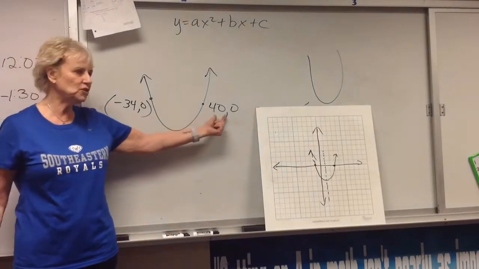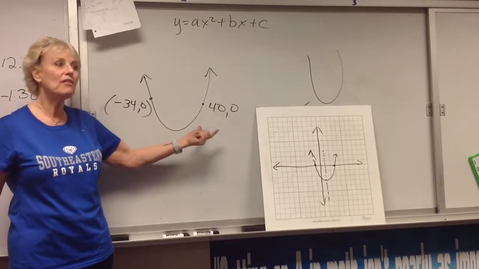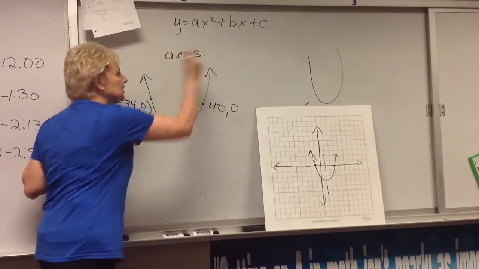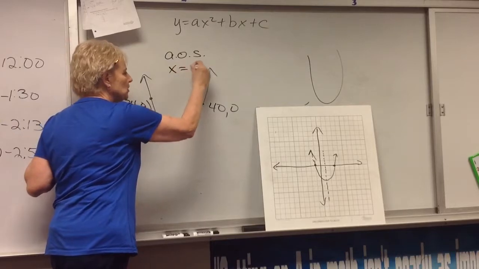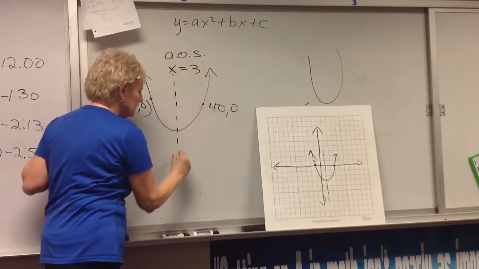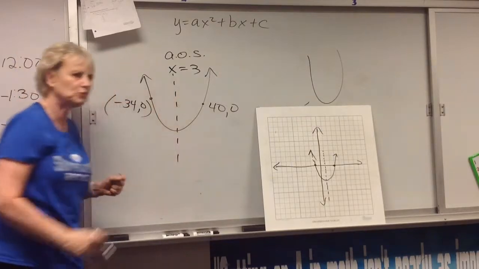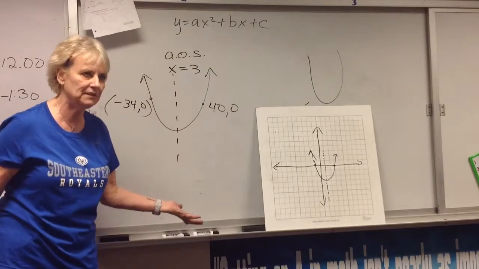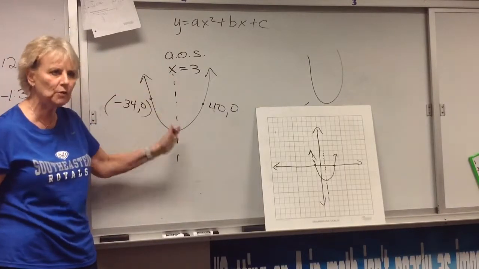-34 plus 40 is 6. 6 divided by 2 is 3. That means the axis of symmetry, sometimes just written AOS, is x equals 3. That means the center of this is somewhere on the coordinate plane. It goes through 3. 3 is the center of it. 3 is where it's cut in half. Okay? Your axis of symmetry is the middle of your parabola.